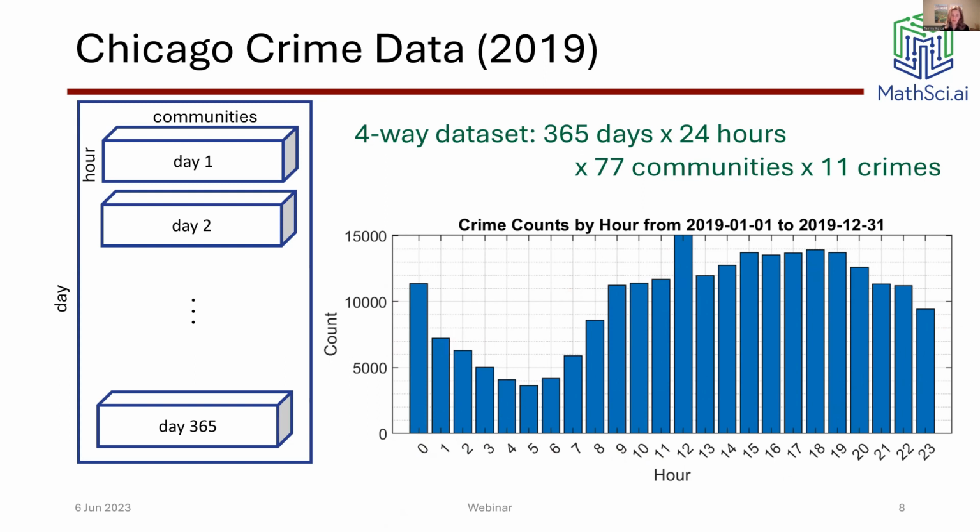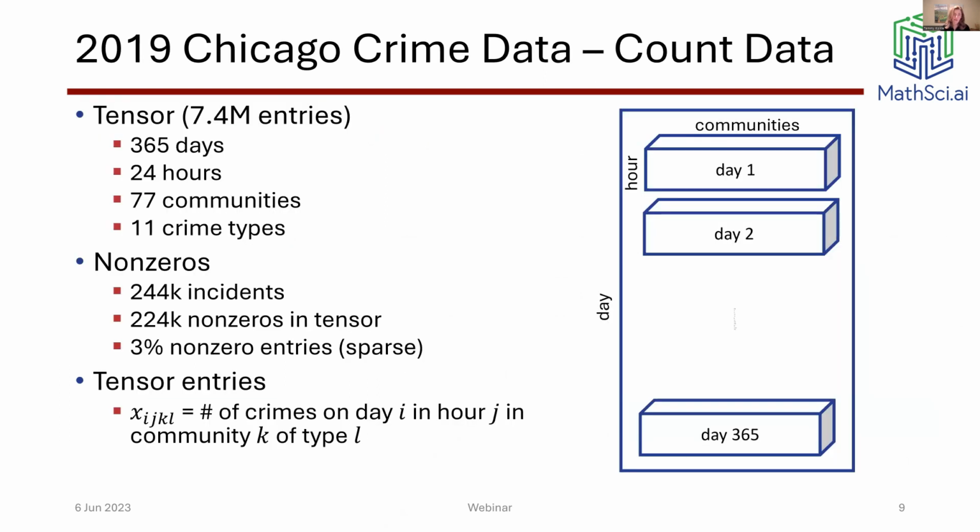So when we put that all together, we have a 4-way tensor. And so if we look just at the 2019 data, we have a tensor which has 7.4 million entries. Not all of them are non-zero. Most of them are actually 0. There's 365 days, 24 hours a day, 77 communities, and 11 crime types. So we say that the IJKL entry of the data tensor is the number of crimes on day I, in hour J, in community K of type L. So that's the basic idea of our tensor.